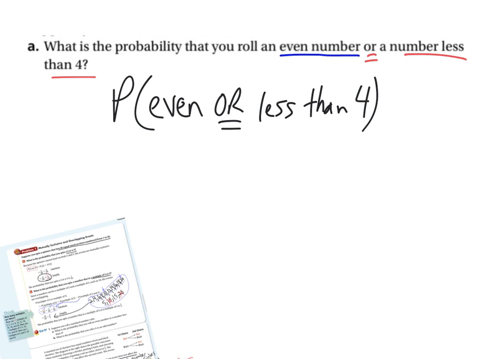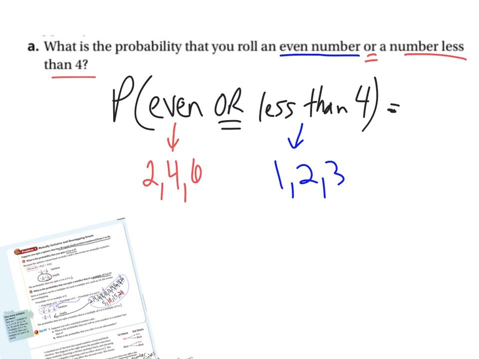So for an even number, we could have a 2, 4, or 6. And then the numbers less than 4 would be 1, 2, or 3. So we're just looking at overall what are the chances of one or the other thing happening here. So again, you can either do it the book's way or do it the other way that I mentioned.